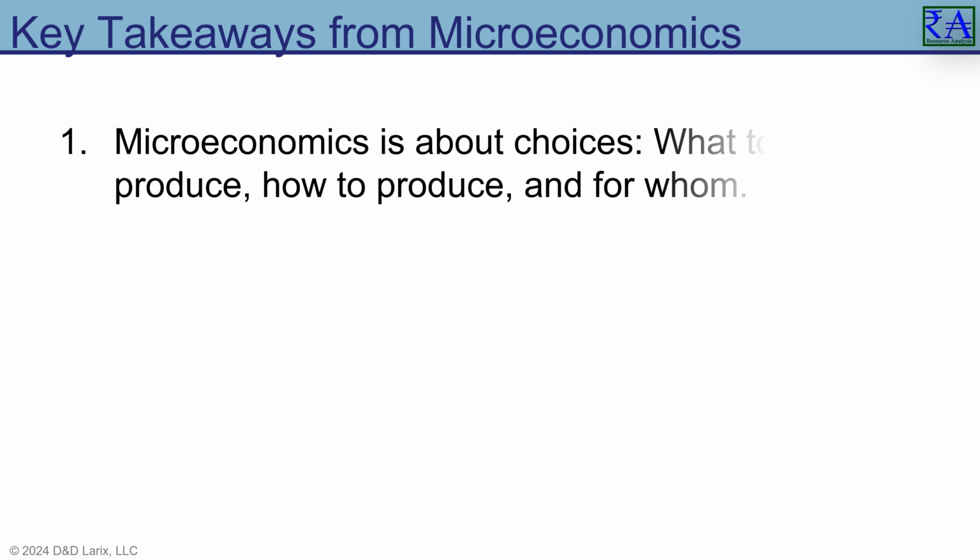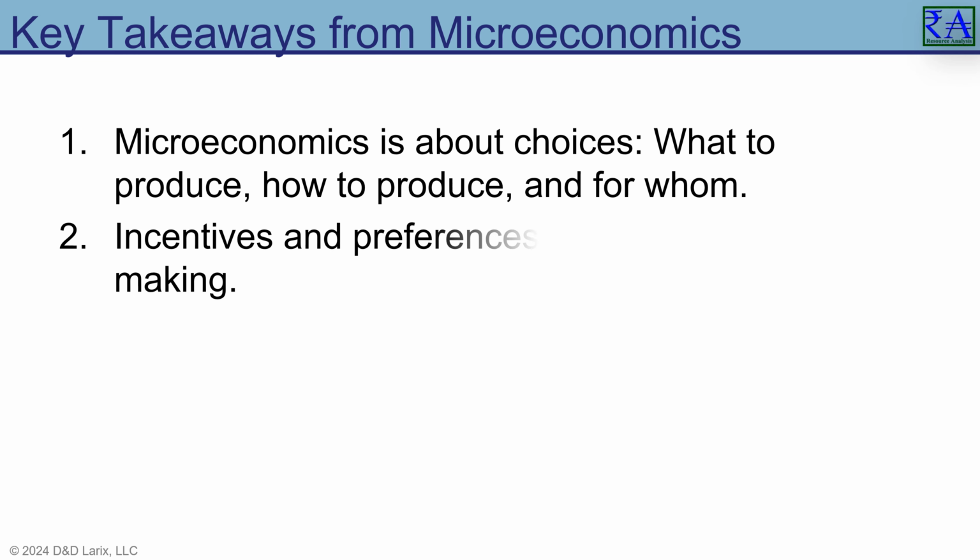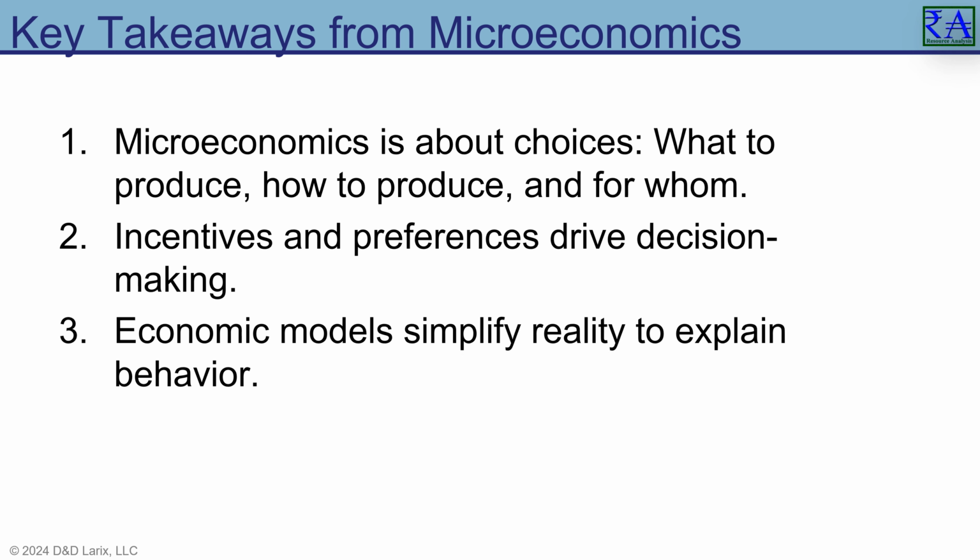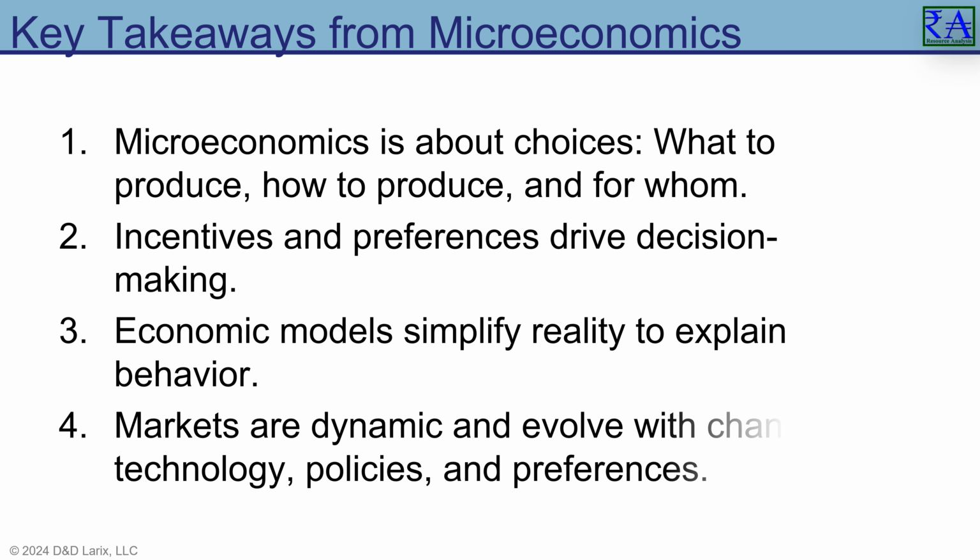To wrap up, microeconomics focuses on choices. Producers decide what to make and how to distribute it, while consumers decide what to buy. Incentives and preferences drive these decisions, creating dynamic and ever-changing markets. Although economic models are simplified, they are essential for analyzing behavior and market outcomes. And remember, markets don't stay static. They evolve as new technologies, policies, and preferences shape our world. Microeconomics equips us with the tools to adapt to these changes and make better decisions.